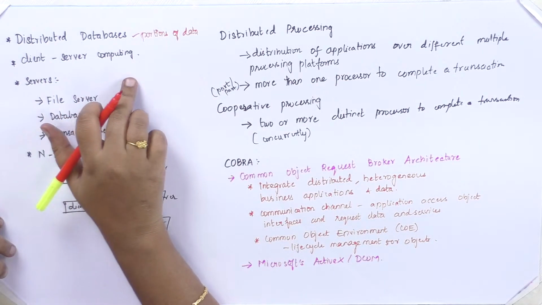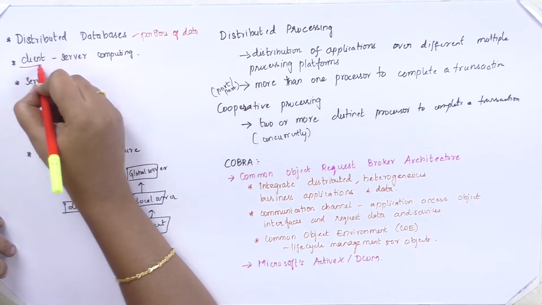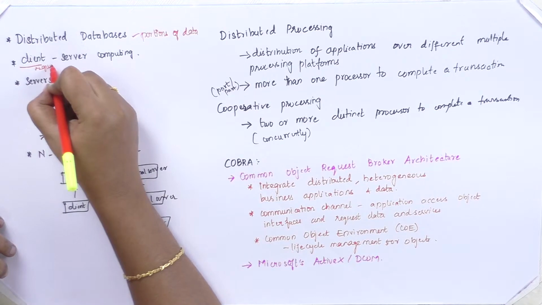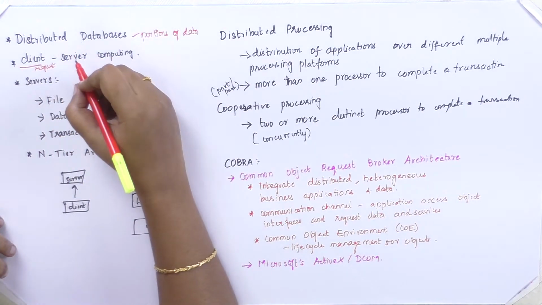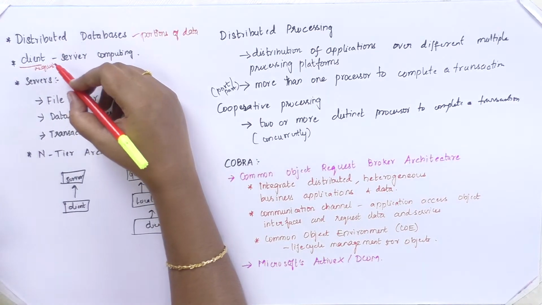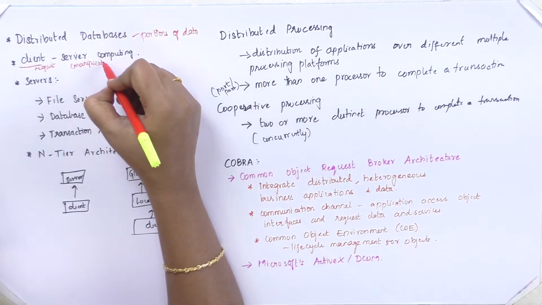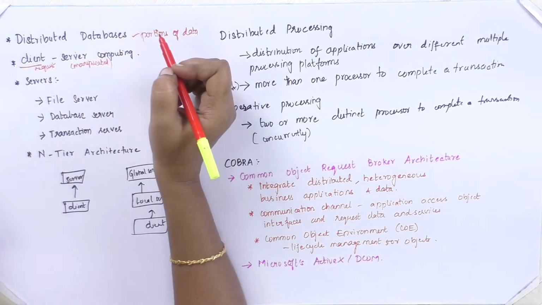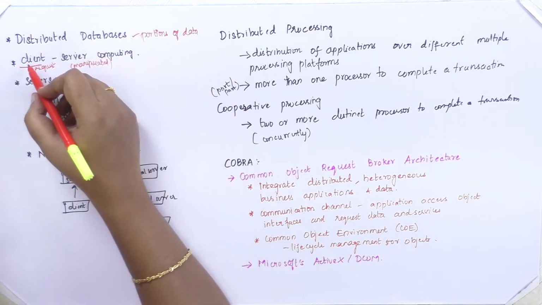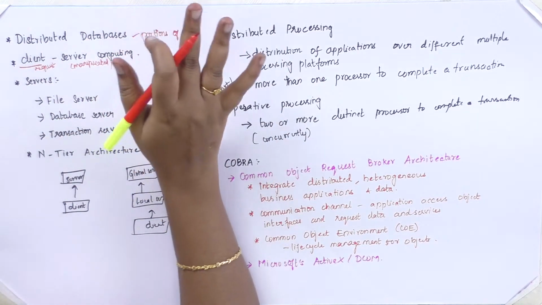Whereas in client server computing, you have a client and a server. The client sends only requests. The request is taken by the server, and the server has the database. The query given by the client is processed by the server, and the result is returned to the client. So in client server computing, the client gives the queries and the server processes the query with the help of the database.